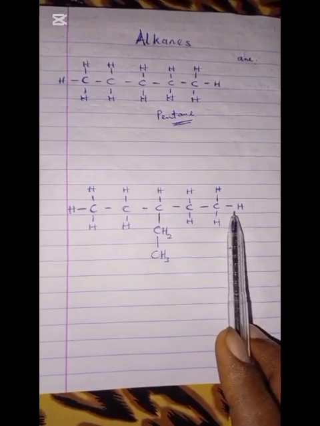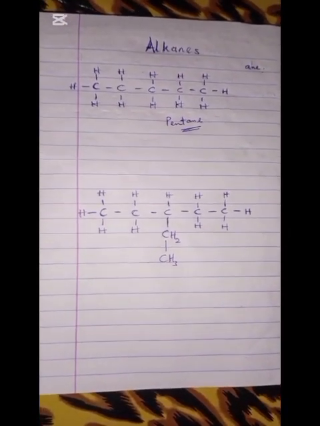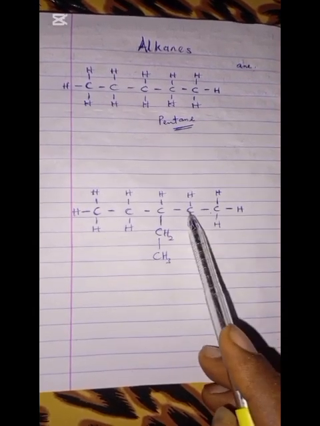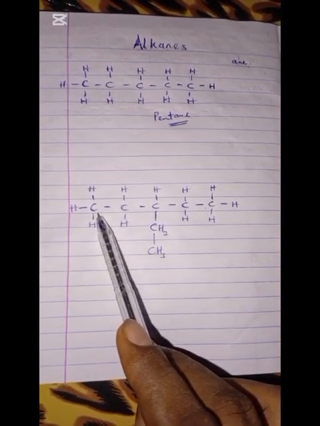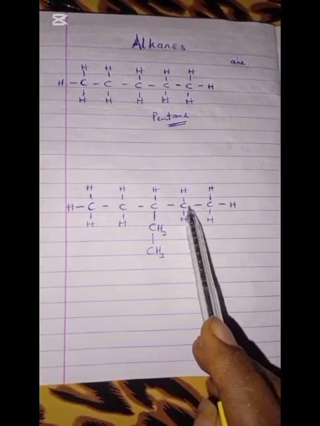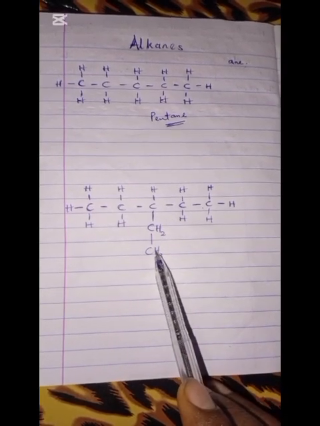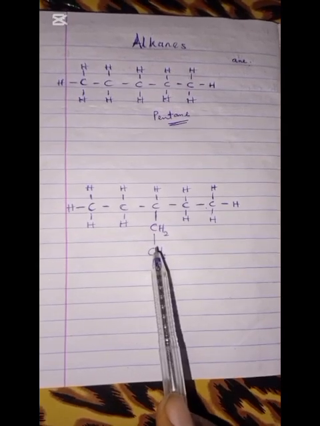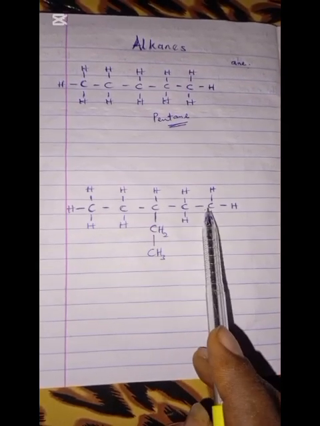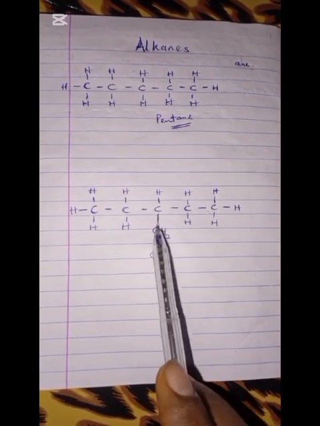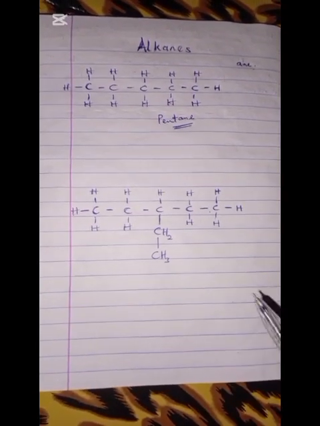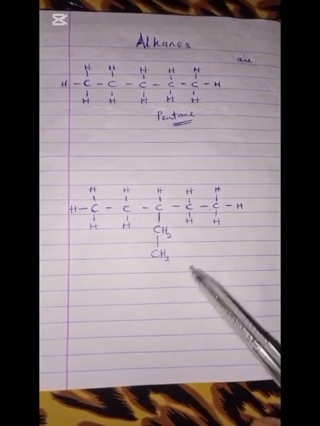Now let's consider the second compound. To name this compound, we need to identify the longest carbon chain. So you count through this way, 1, 2, 3, 4, 5, or you go through this way, 1, 2, 3, 4, 5, or you go like this, 1, 2, 3, 4, 5. Whichever way you go counting or numbering these carbons, you are correct.